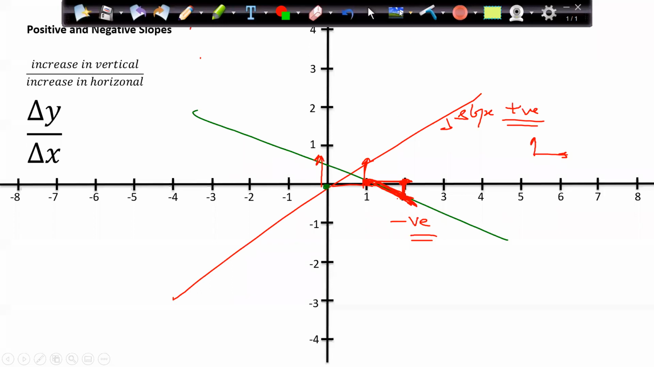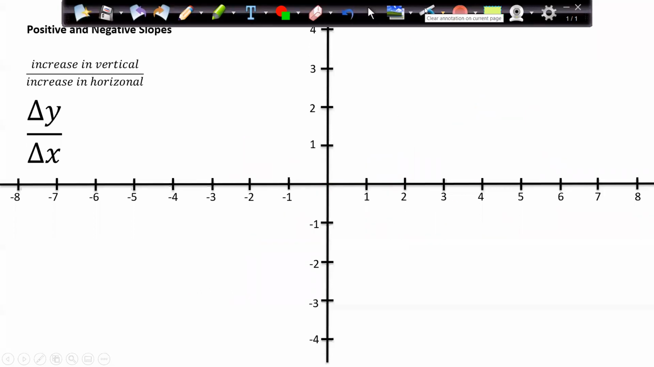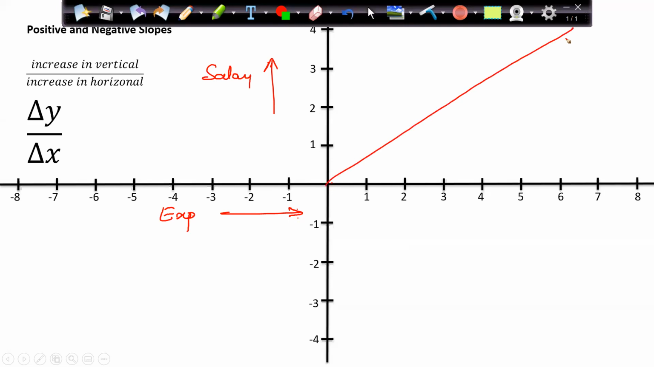Now you can relate very easily. Let's consider this: my x is experience and my y is salary. Both are numbers, right? So my experience is increasing, my salary is increasing as well. So that is my positive slope.